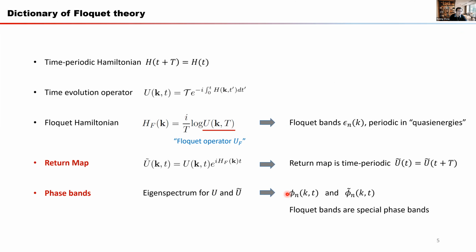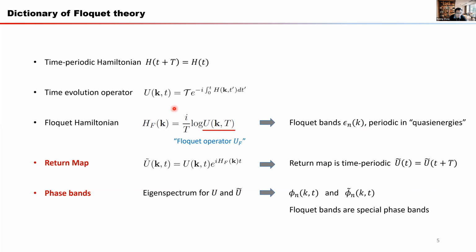Okay, so let me first introduce some very basics about Floquet theory. I think everyone here should know some basics, but I just want to point out that this Floquet system is crucially distinct from the static system because the so-called Floquet bands are actually periodic in these quasi-energies, and also the time evolution operator by itself is not time periodic, right?